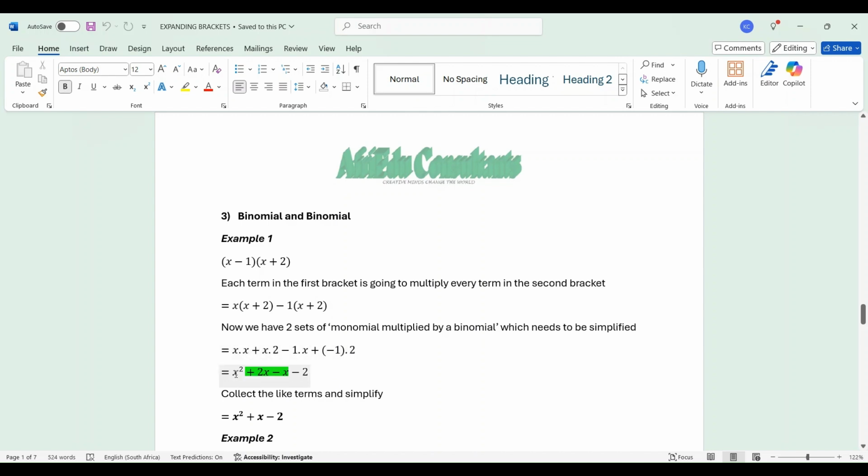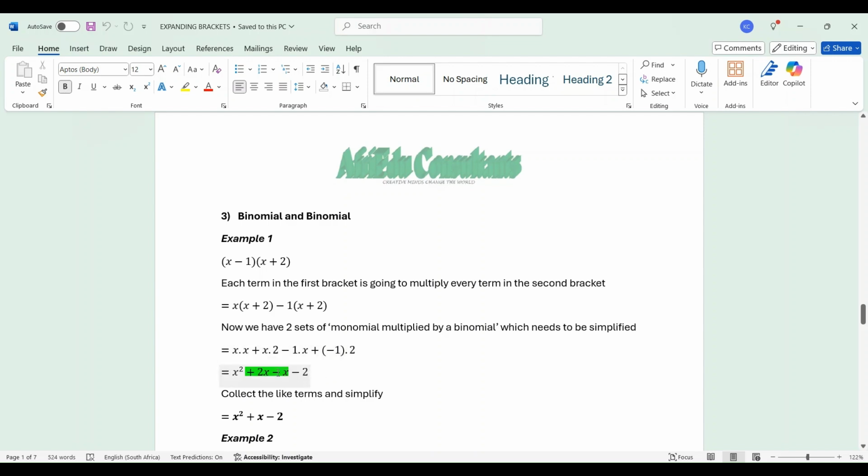x times x, we get x squared. Then here we have plus x times 2, we get plus 2x. Here we have minus 1 times x, we get minus x. Here we have minus 1 times 2, we get a negative 2.